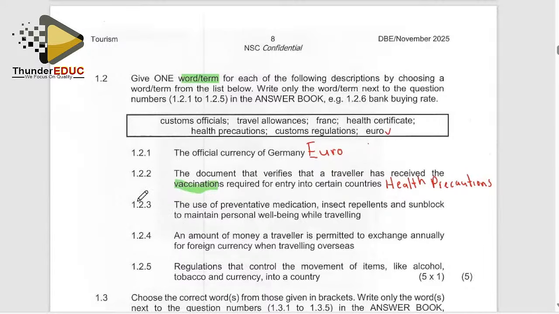All right, for the second one, the document that verifies that a traveler has received the vaccinations required for entry in certain countries. So this one, we are going with the health certificates. This is a document. I had omitted the part document. So this is associated with the health certificate. This is a health certificate rather.